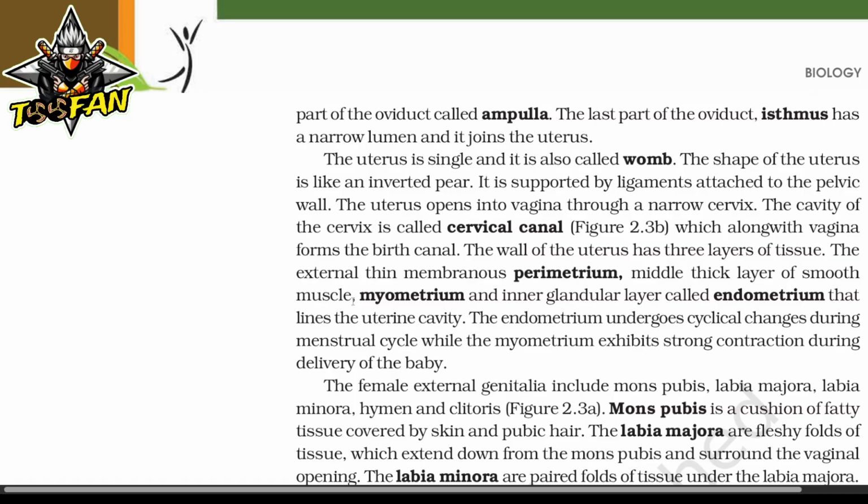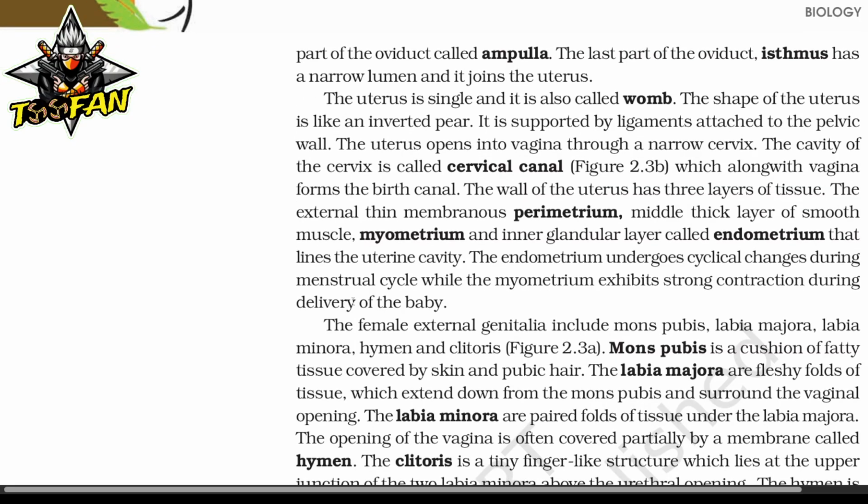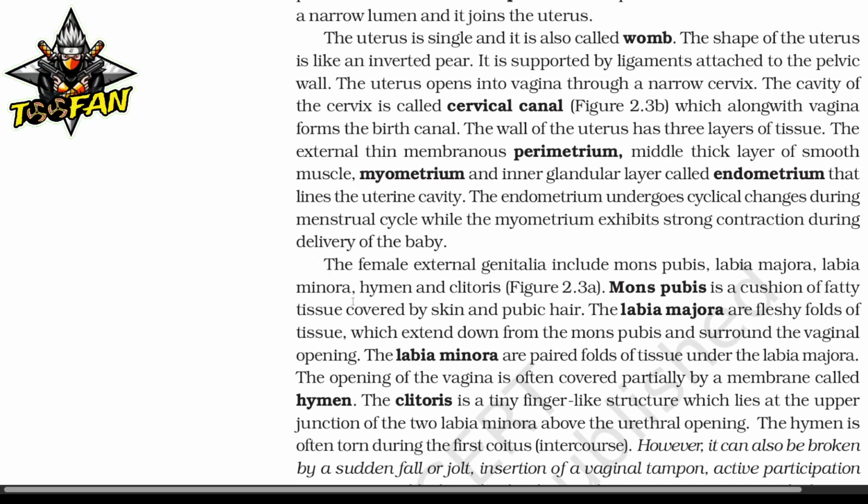The female external genitalia includes mons pubis, labia majora, labia minora, hymen, and clitoris. Mons pubis is a cushion of fatty tissue covered by skin and pubic hair, and the labia majora are fleshy folds of tissue which extend down from the mons pubis and surround the vaginal opening.